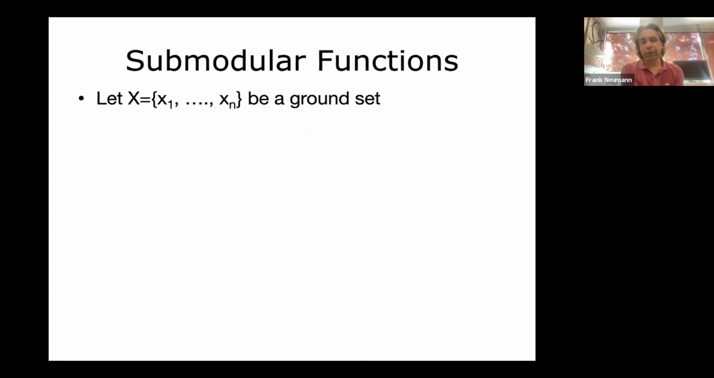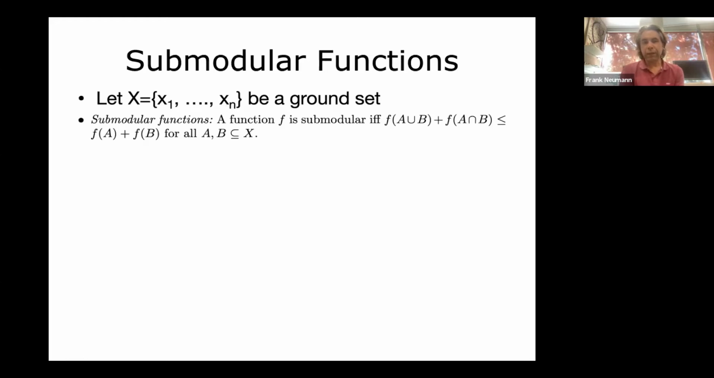Let's look at the formal definition, and then I will give you an example, to give you a bit more intuition on what submodular functions are. You're given a ground set X with n elements where you have to select a subset of the elements. A function is submodular if, for two sets A and B, the function value of the union plus the function value of the intersection is bounded by the function value of the set A plus the function value of the set B, for all A and B that are subsets or equal of this ground set.